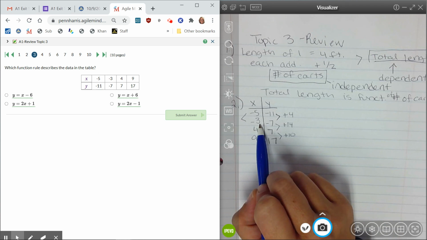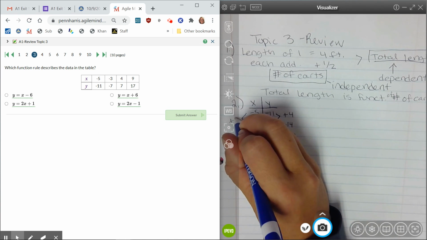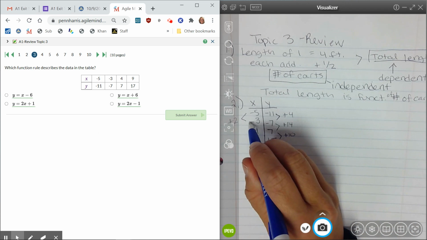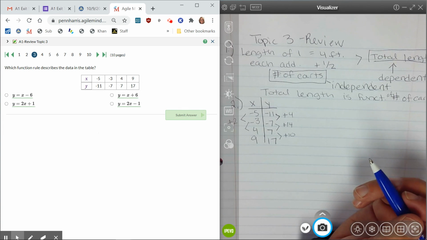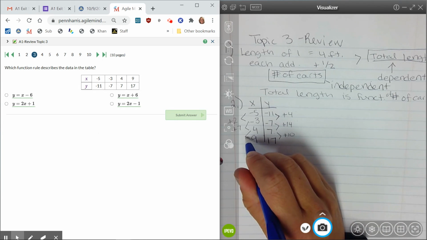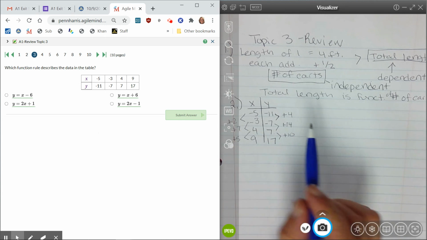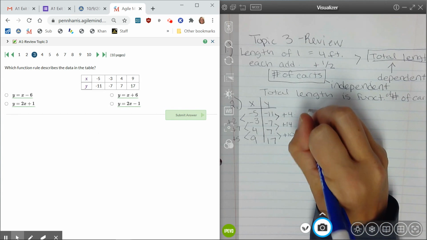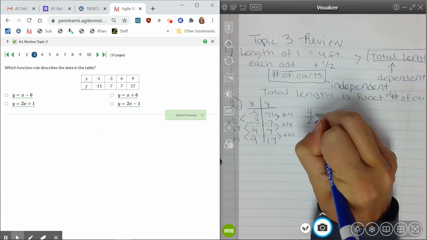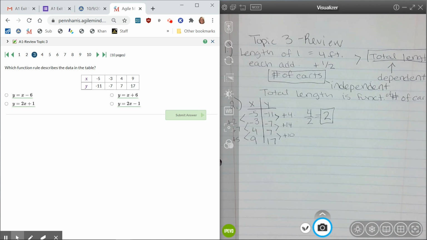So from -5 to -3, I'm looking at a change of +2. From -3 to +4, that's going to be a +7. And from 4 to 9, that's going to be a +5. Well, I can take any one of these guys. It doesn't matter. So I'm just going to stick with the first one. 4 over 2 means that I have a change of 2. So right away, I'm going to eliminate these first 2 things here.